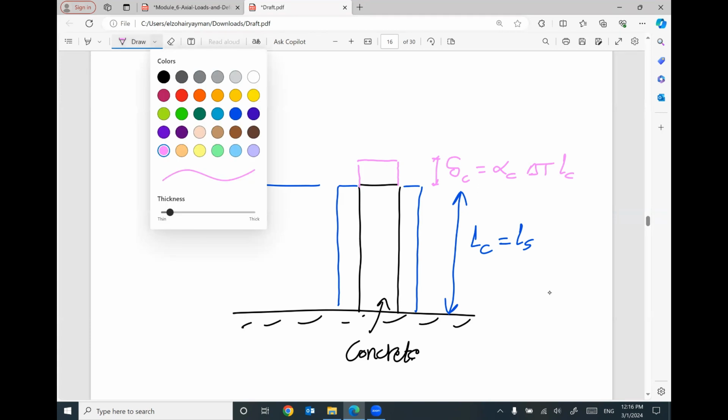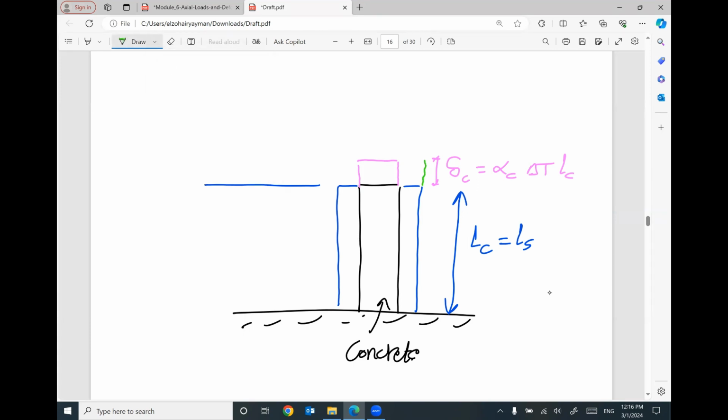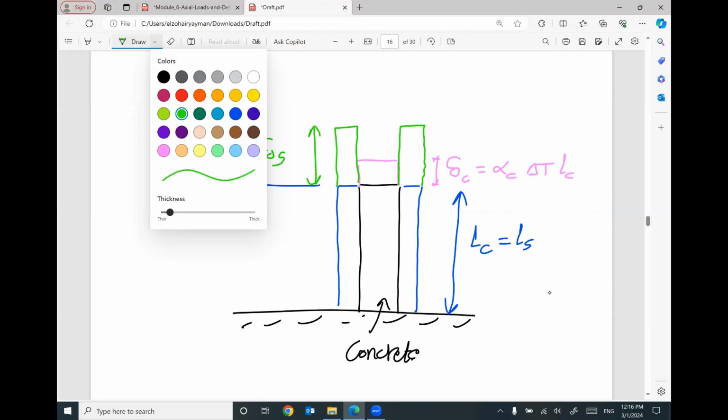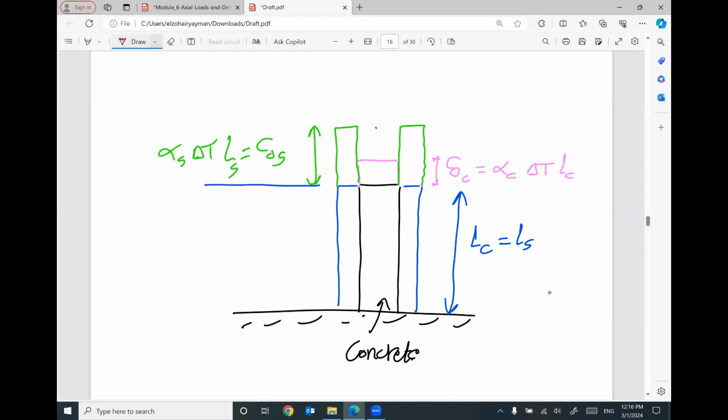And the steel will expand freely. How much? Delta steel equal alpha steel delta T L steel. So we will have a difference in between the two materials. This difference equal delta steel minus delta concrete. So I can figure it out. This is the difference.